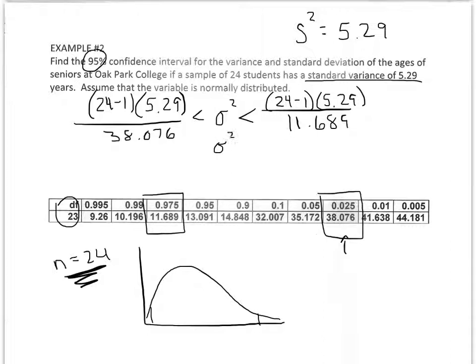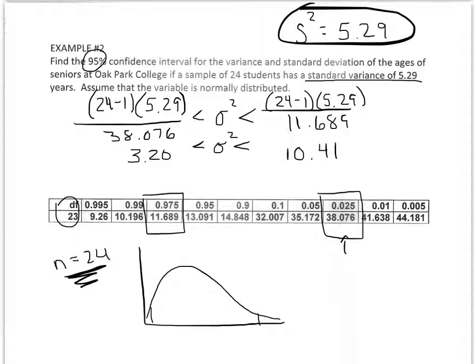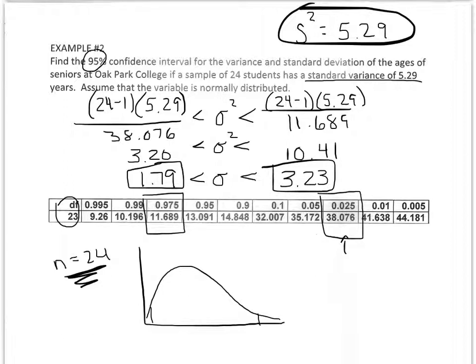and this is going to give me the interval for my variance. Again, this is variance. Don't square that number. So my variance is going to be somewhere between 3.20 and 10.41. If I take the square root, I'm going to get my standard deviation. So I am 95% confident that the standard deviation of ages of seniors is between 1.79 years and 3.23 years.